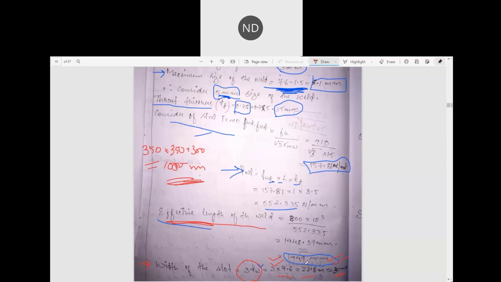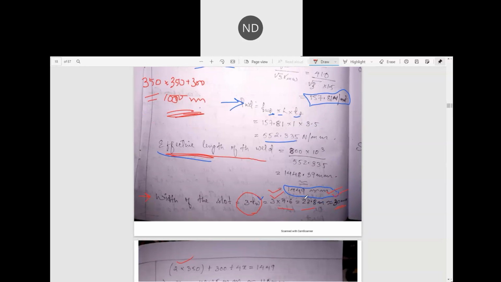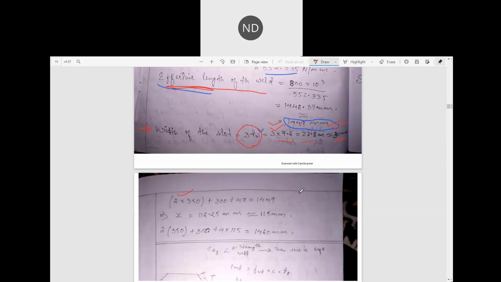So now that total should be equal to 1449. We are using welding in such a way that we have the total weld length to be 1449 mm. Okay, my battery is running low. So this is the equation we can form from our diagram: 2 into 350 plus 300 plus 4 into x is equal to the total length of the weld. This much it should be. So from here we can easily calculate x, that is the length of the slot.